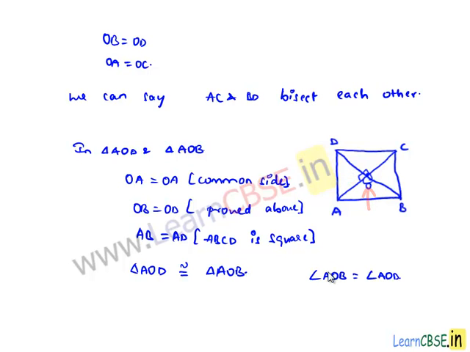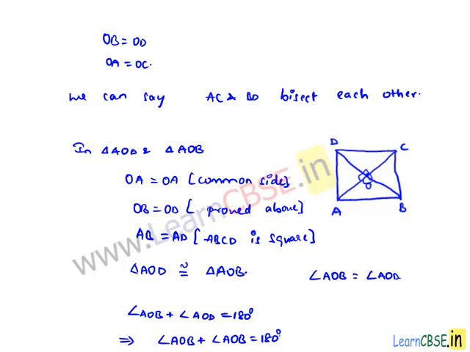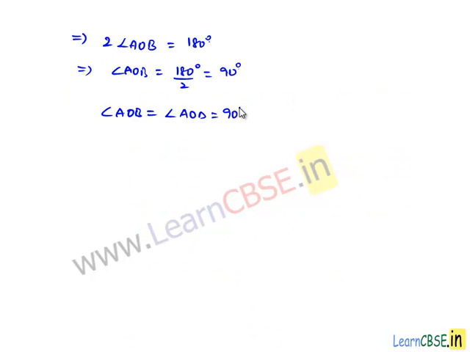Now if we observe clearly, angle AOB and angle AOD form a linear pair about line BD. So we can say the sum of angles on a linear pair, that is angle AOB plus angle AOD, will be equal to 180 degrees. We know that AOB is equal to AOD, so let us replace it by AOD. Therefore we get angle AOB plus angle AOB is equal to 180 degrees. That implies 2 times angle AOB is equal to 180 degrees, which implies angle AOB is equal to 180 degrees by 2, which is nothing but 90 degrees. So here we got angle AOB is equal to angle AOD is equal to 90 degrees.